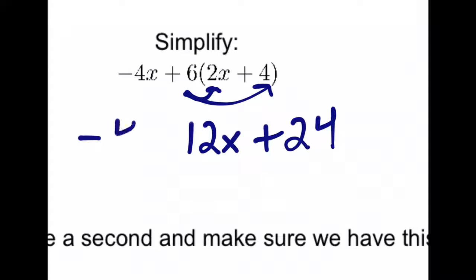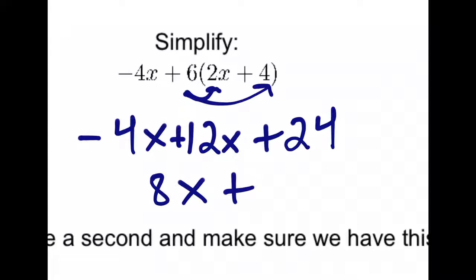The negative 4x from the top is carried down, and I look for common terms. It turns out that negative 4x and 12x have the same term. They both have the variable x. I combine only the coefficients, negative 4 plus 12, and I get 8x plus 24.